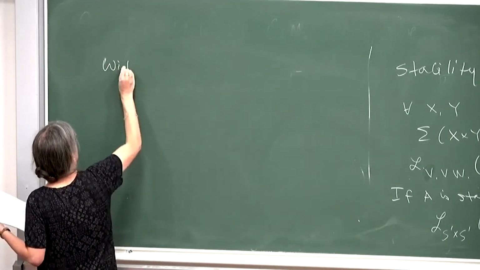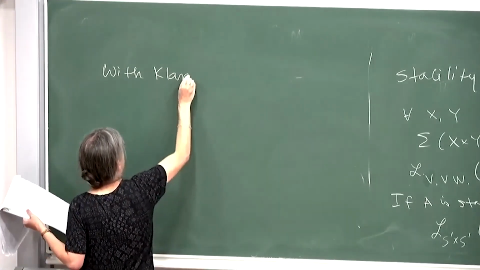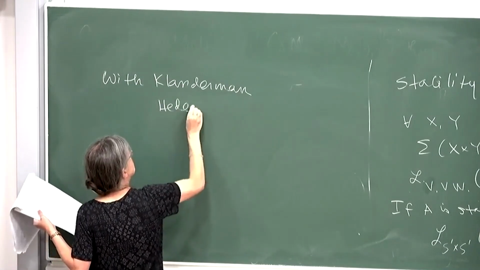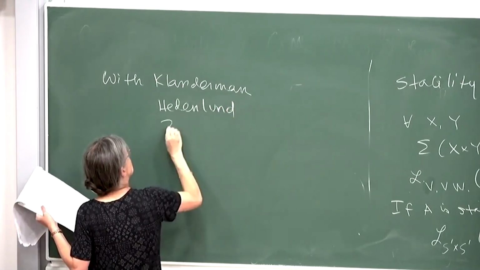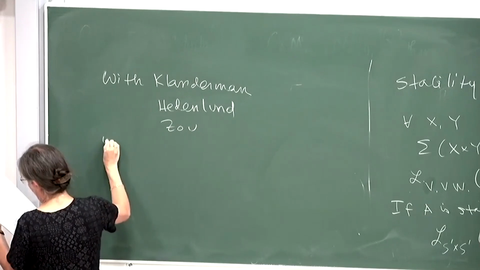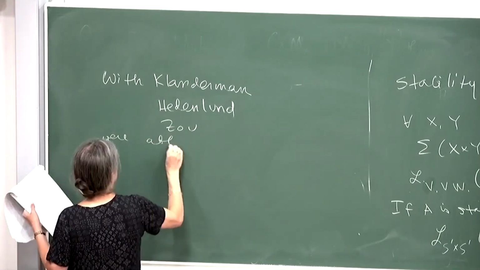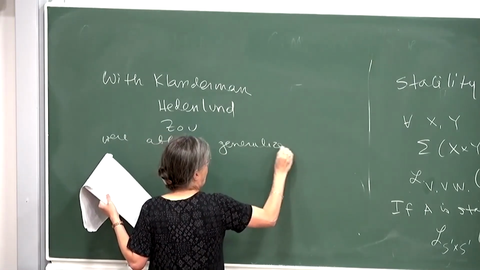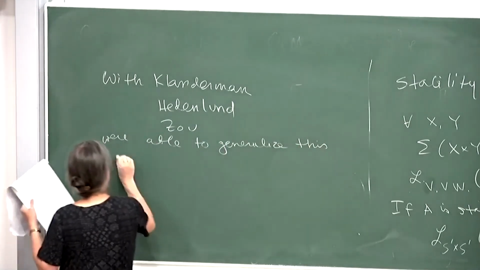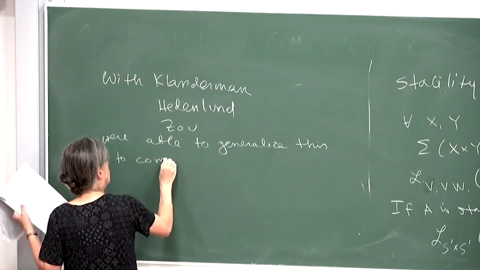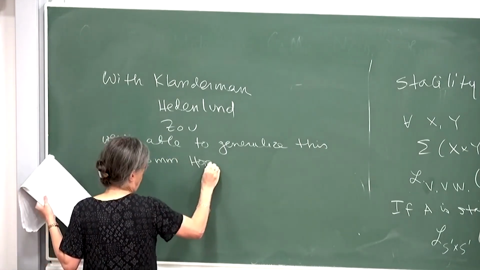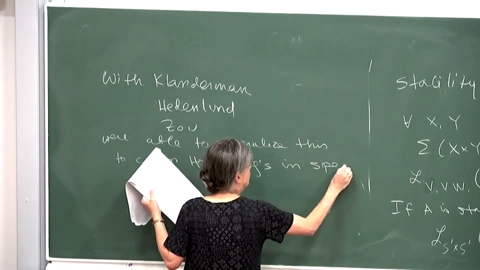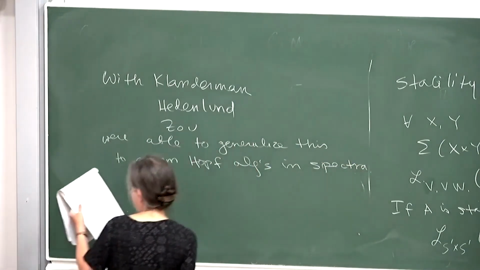With Klanderman, Hedenlund, and Zhu, we were able to generalize this to commutative Hopf algebras in spectra. So that was a good case.